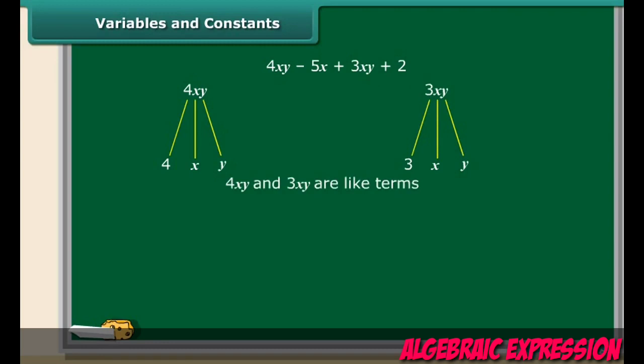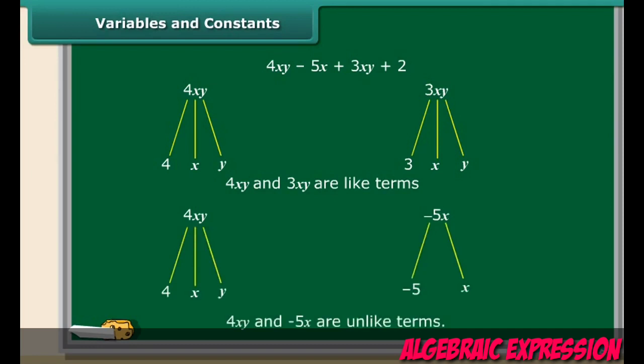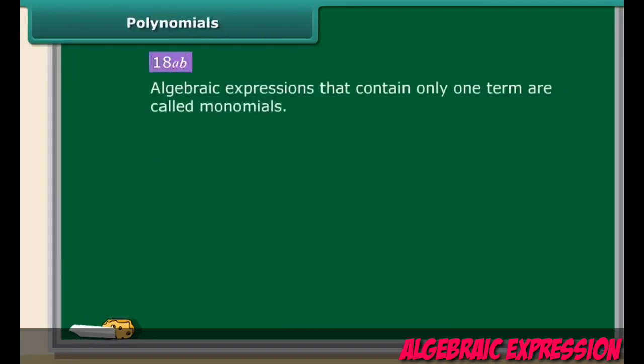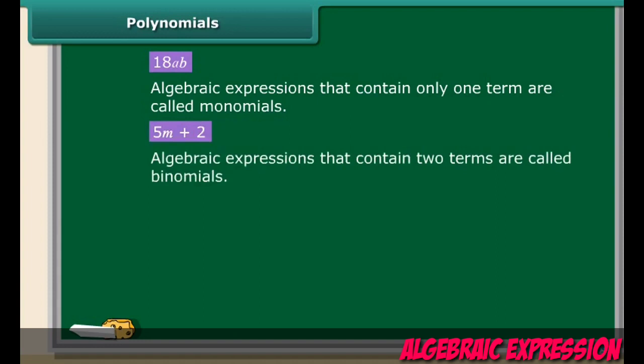On the other hand, the terms 4xy and minus 5x have different algebraic factors. So, they are unlike terms. Children, see this algebraic expression. It has only one term. This type of algebraic expression is called monomial. Now, is 5m plus 2 a monomial? No, it has two terms.